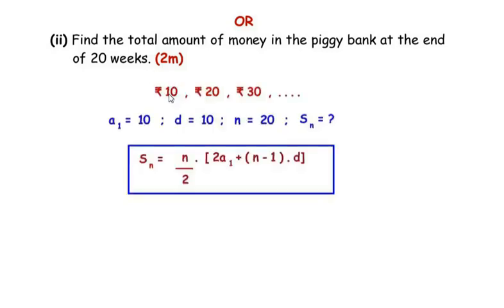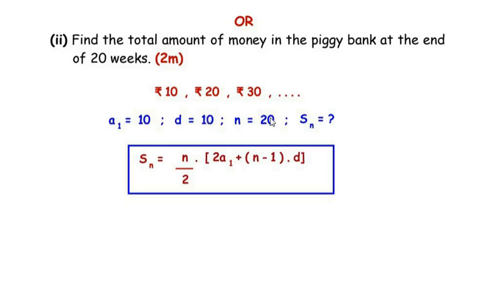So in the first week, since one coin of rupees 10 was added, the amount in the piggy bank was rupees 10. Now in the second week, Amisha added 2 10 rupees coins. So the amount in the second week was 20 rupees. In the third week, it was going to be 30 rupees and so on. So now the first term of the sequence becomes rupees 10. The common difference is going to be the second term minus the first term. So 20 minus 10 gives us 10.